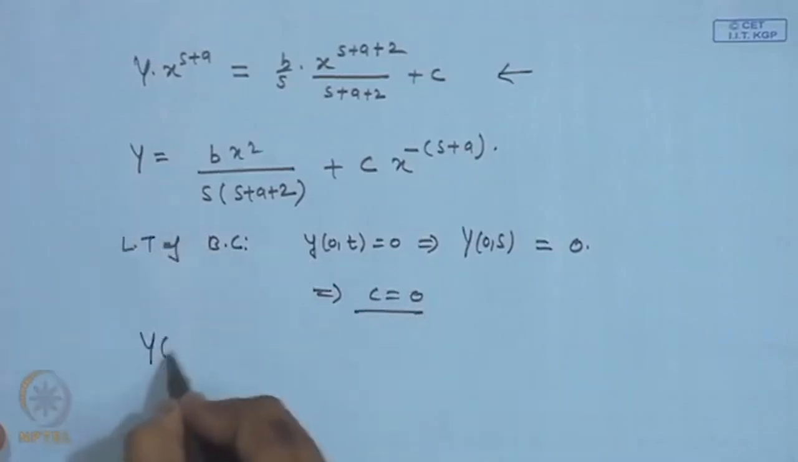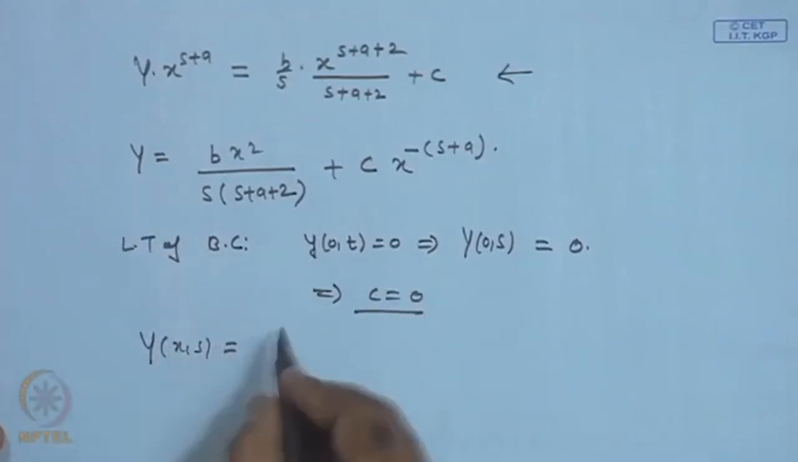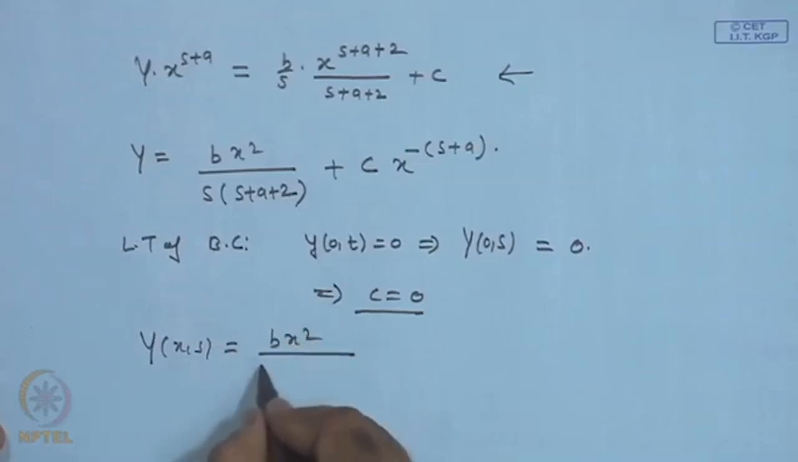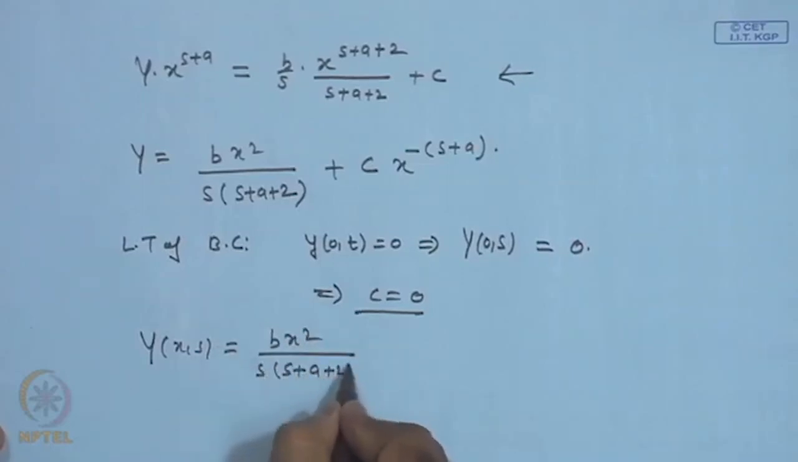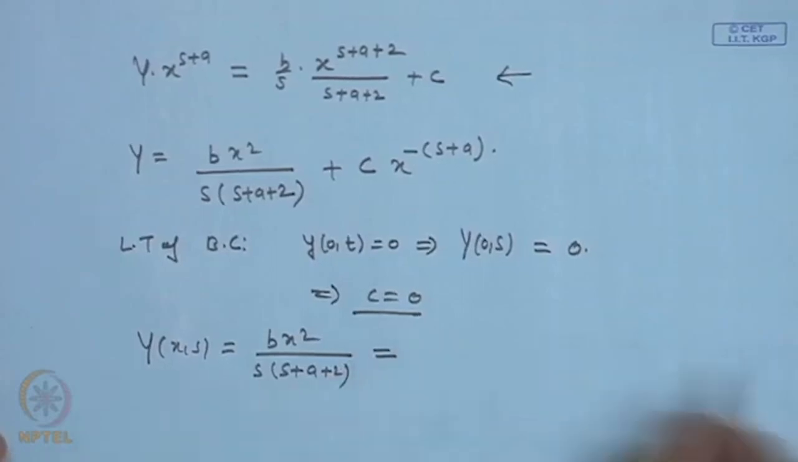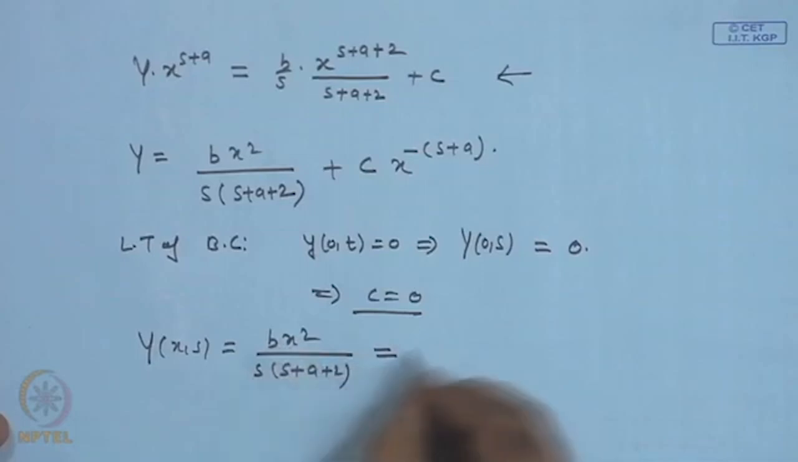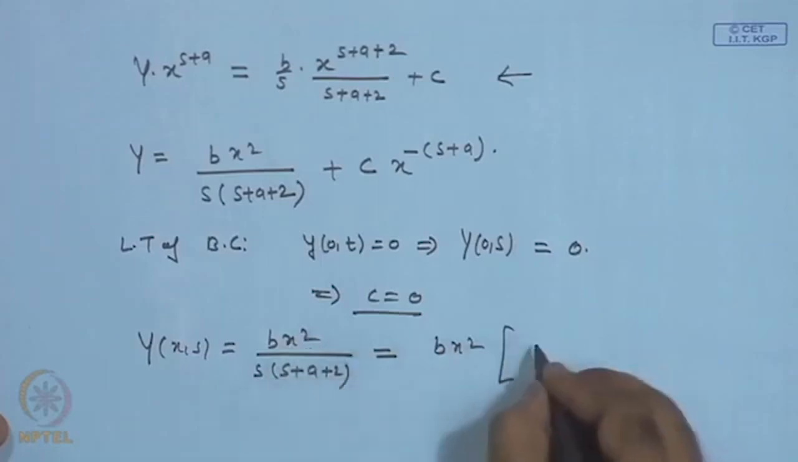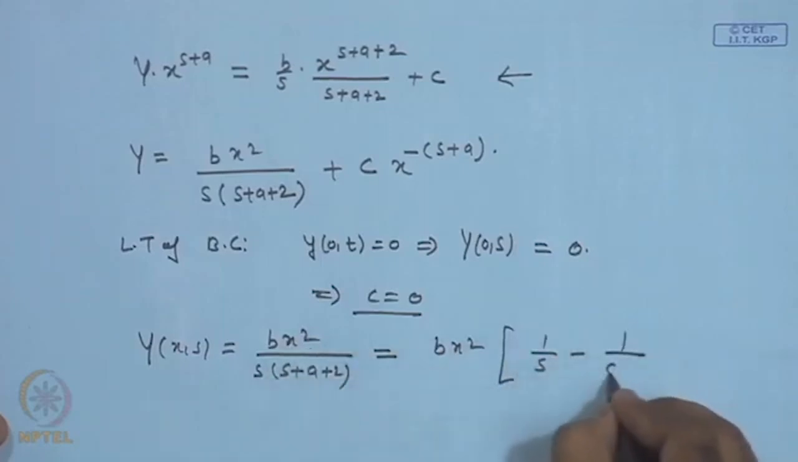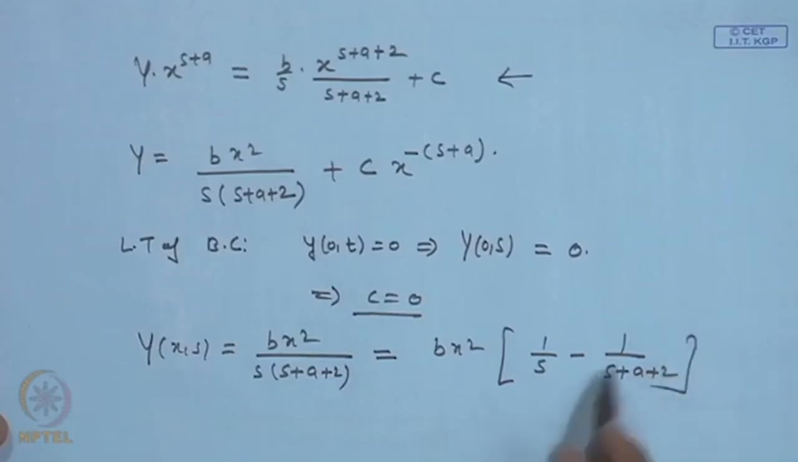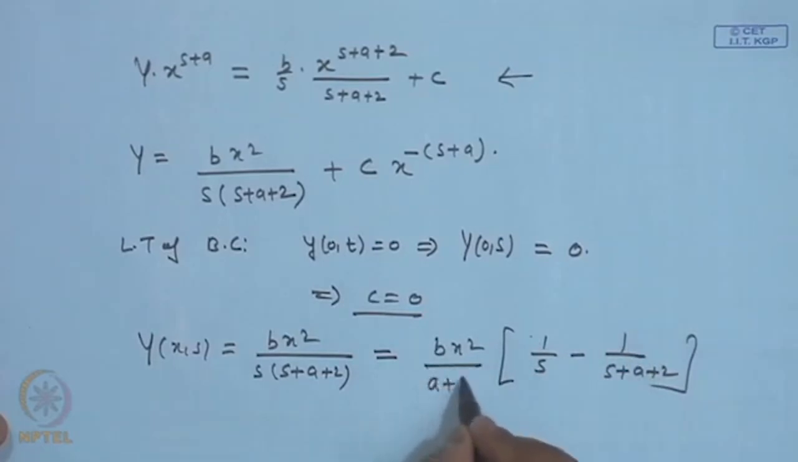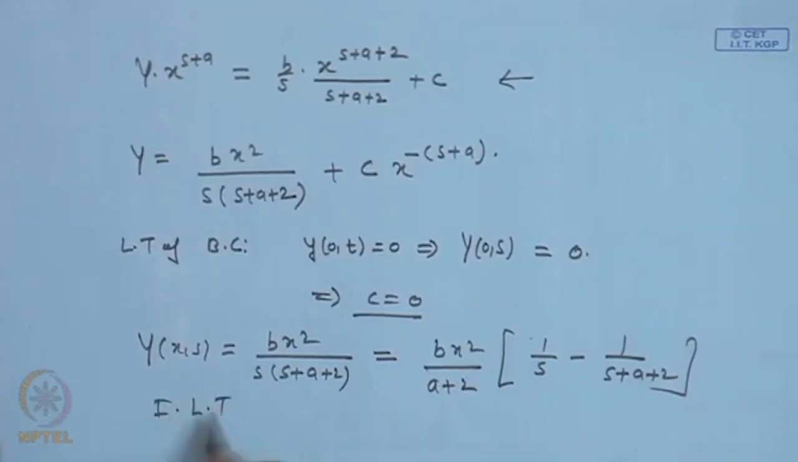So, our y(x,s) is b x square over s and s plus a plus 2, and this we need again partial fractions. So, we have b x square, and for these two terms we have 1 over s, and here s plus a plus 2. So, let us see what we get, s plus a plus 2 minus s. So, we get a plus 2 extra there, so we have a plus 2 to divide. So, these are the partial fractions.